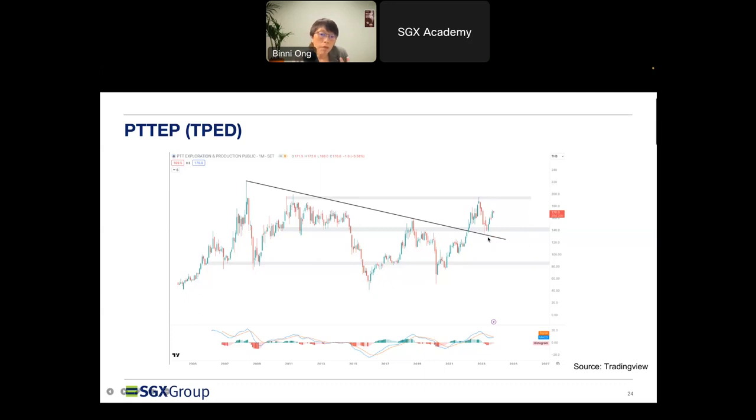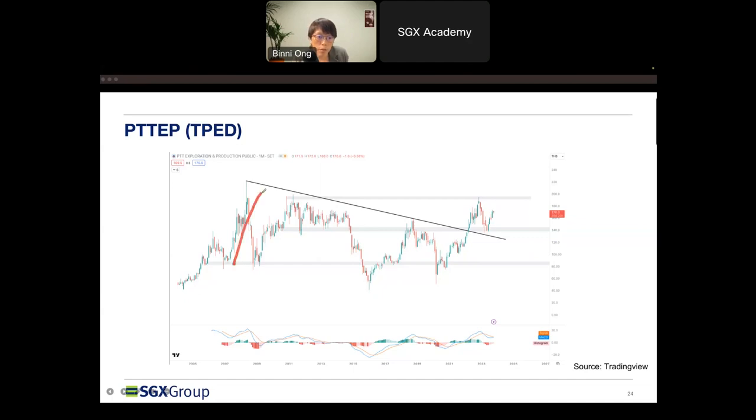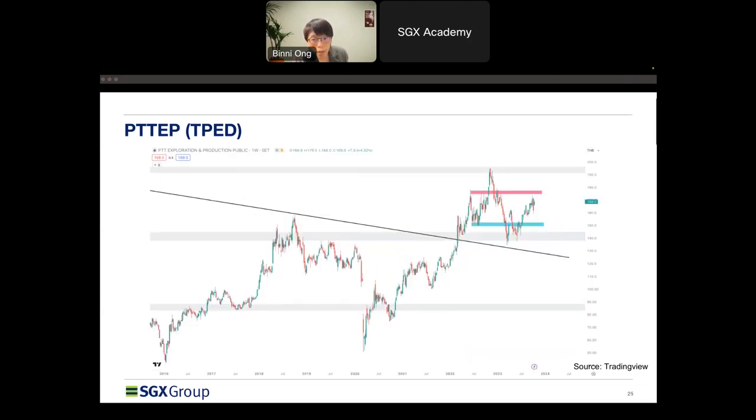Now, if this support doesn't hold and price drops below 140, it means the breakout of this down-sloping trend line will no longer be valid, and we might see the stock move back into its range trading. Range trading means that previously the stock was moving in the range, and you might see it move back into the $80 region. So I hope that 140 can hold. Two key levels here, 140 and 80.